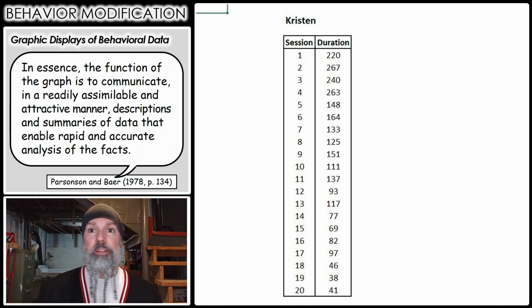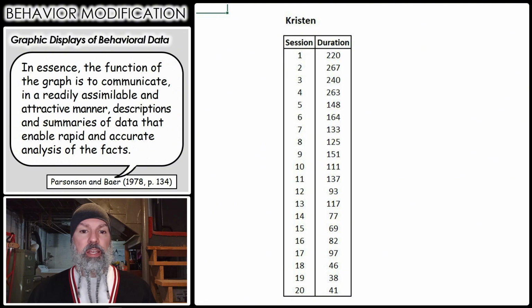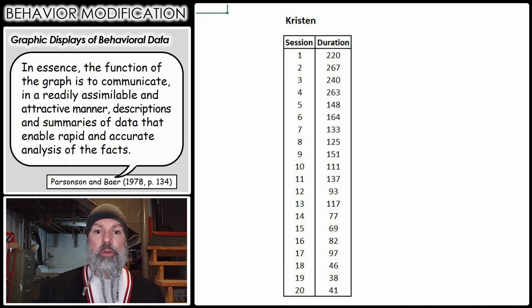How effective has our training and behavior modification been? You can see that in that first session, 220 seconds was how long it took her to complete the puzzle. In that second session, she actually got worse, 267 seconds. That's longer. In that third session, still worse than the first session. So is this behavior modification working? Is she getting any better? Is it improving? Should we keep going with this treatment?